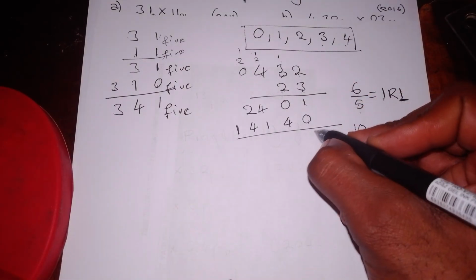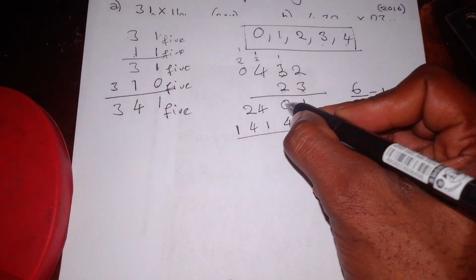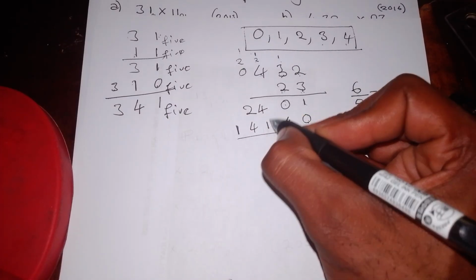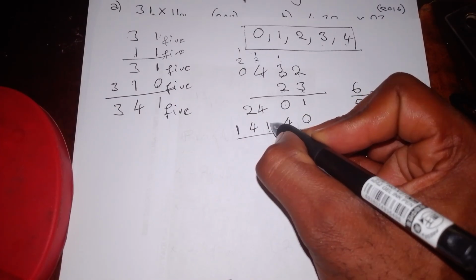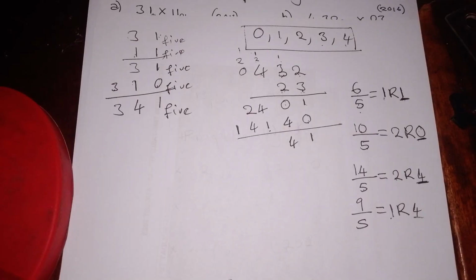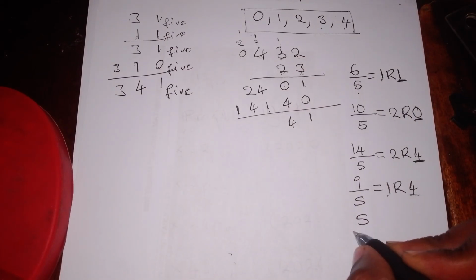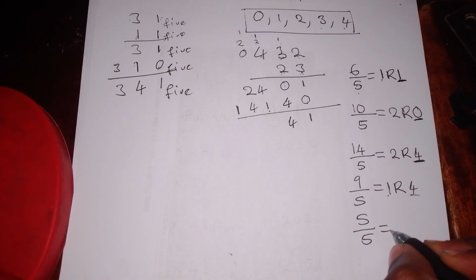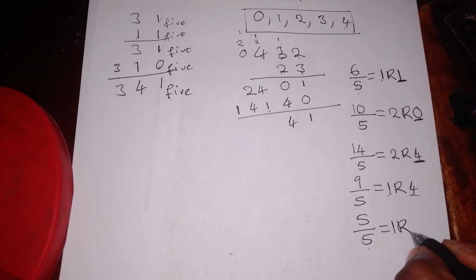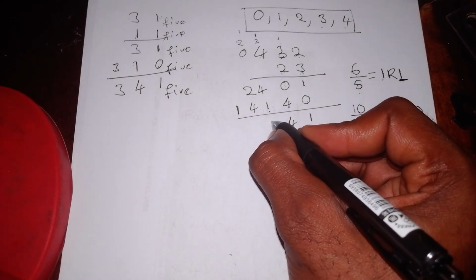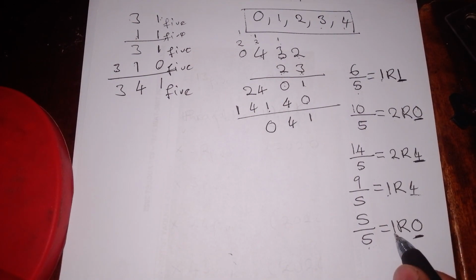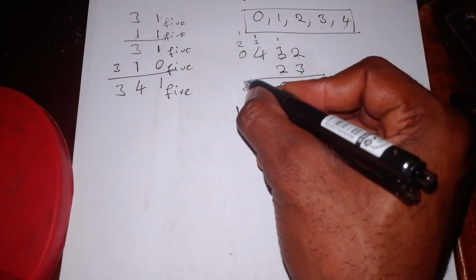So 1 plus 0, you have a 1. 4 plus 0, you have a 4. Then 1 plus 4, you have a 5. But because we do not have a 5 in base 5, you can divide that 5 by 5. So this will be 1, remainder 0. So you write the remainder, which is 0, and then you can carry this one over to the next digit.